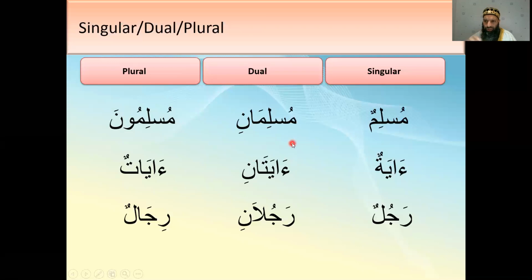Yes, we'll go into what's going on there, but just to show you that we have a word for singular. If I was going to say it, I'm saying that is a Muslimun, that's a Muslim. Muslimani means two Muslims, and Muslimuna means all of them. So there's a word.